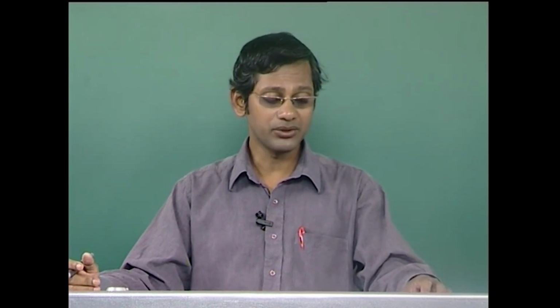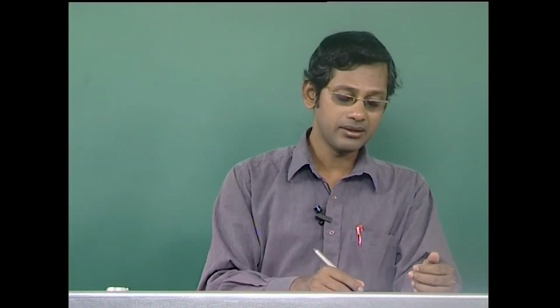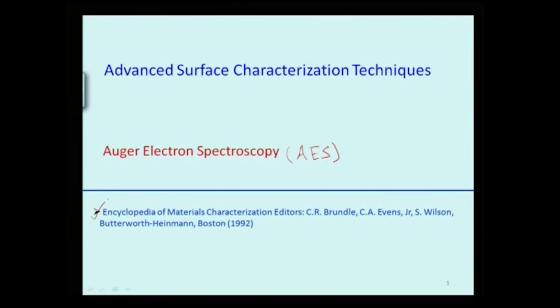So in Auger spectroscopy, the materials I am going to use here are taken from different sources, but most notably this book is the source of the material for all the spectroscopic techniques: the Encyclopedia of Materials Characterization, edited by Brundle, Evans, Wilson, published by Butterworth-Heinemann, Boston, in 1992.